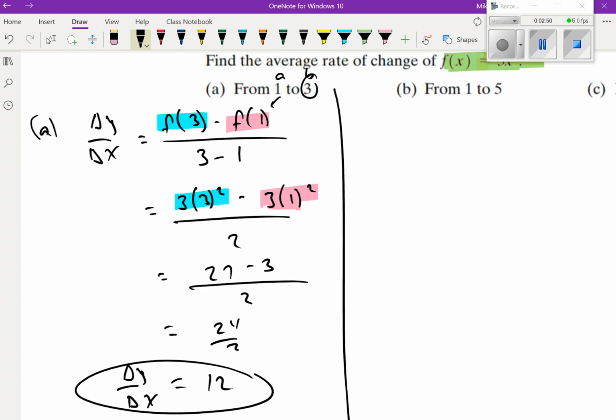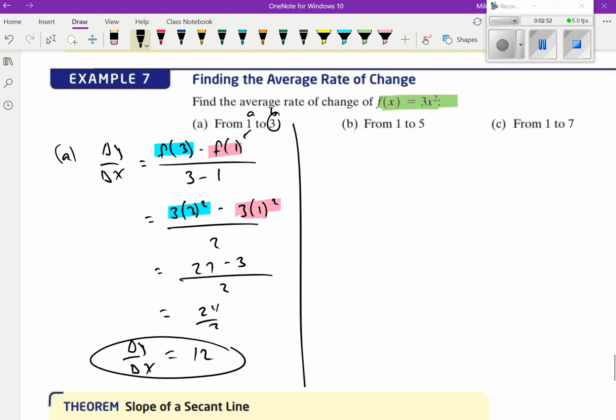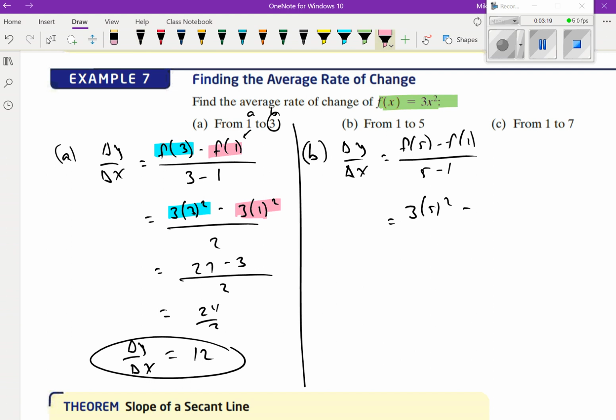And as we look at this, again, the average rate of change is nothing more than slope. Taking a look at letter B, again, we can go from 1 to 5. So let's see our average rate of change, change in y over change in x. We want f of 5 minus f of 1 over 5 minus 1. So what is f of 5? We got 3 times 5 squared minus, now this f of 1, we already did over here previously, and we ended up with 3. So we really don't have to recalculate that. We know what that value is. 5 minus 1 is 4.